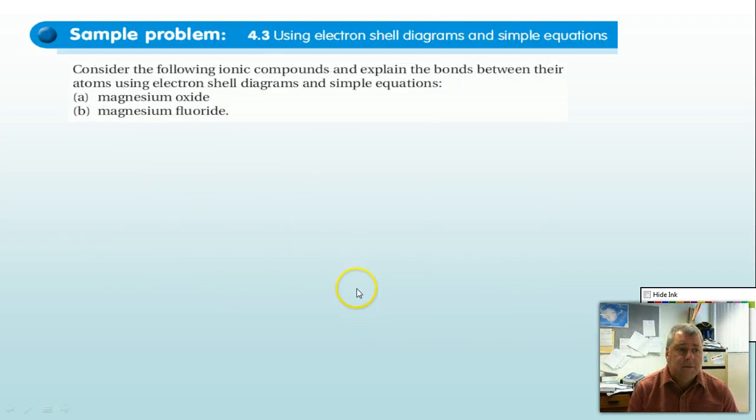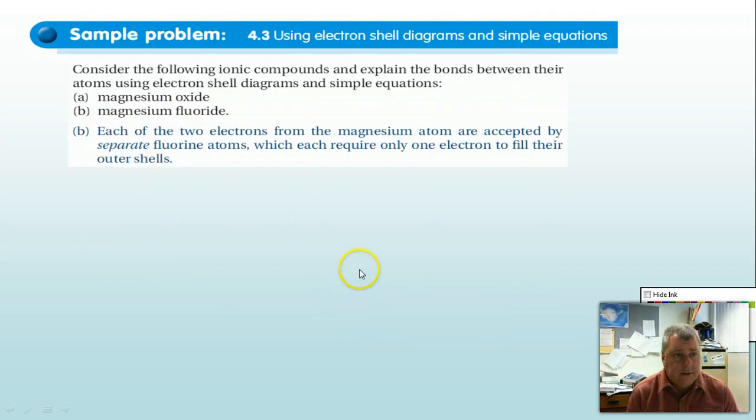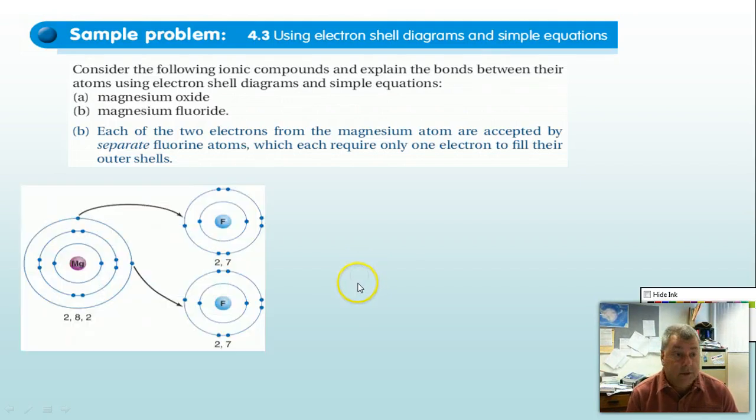Next one is magnesium fluoride. Now the magnesium wants to lose 2 electrons, but the fluorine only wants to gain 1. So in this case the simple solution is you have 2 fluorines. And if you're getting lazy, you could actually just write 1 fluorine and write times 2 there. It saves you a bit of drawing, but you've got to make sure you're very clear with what you're actually trying to say.